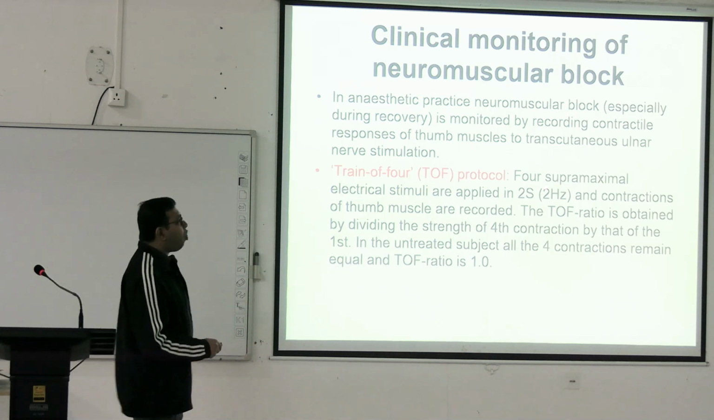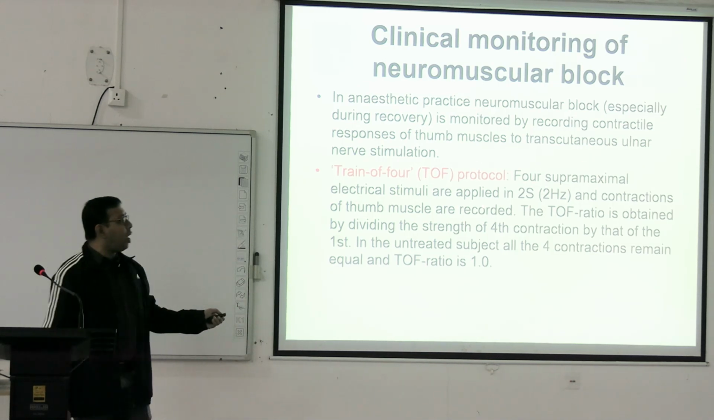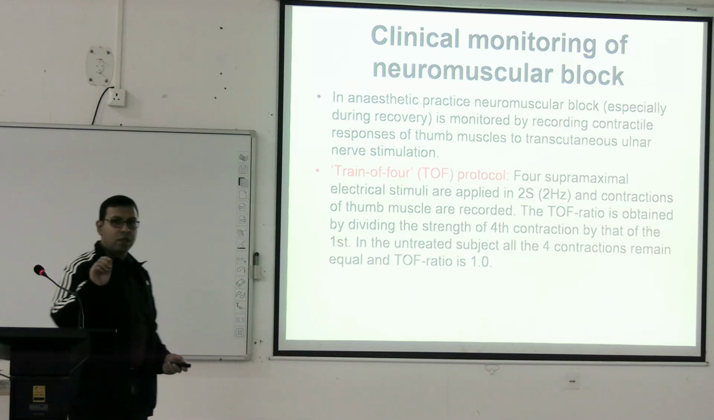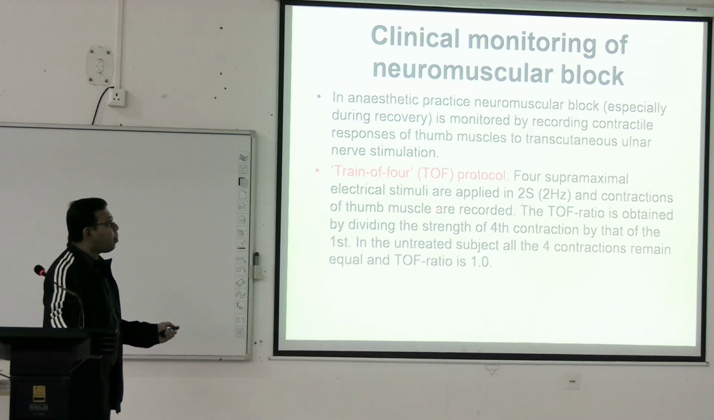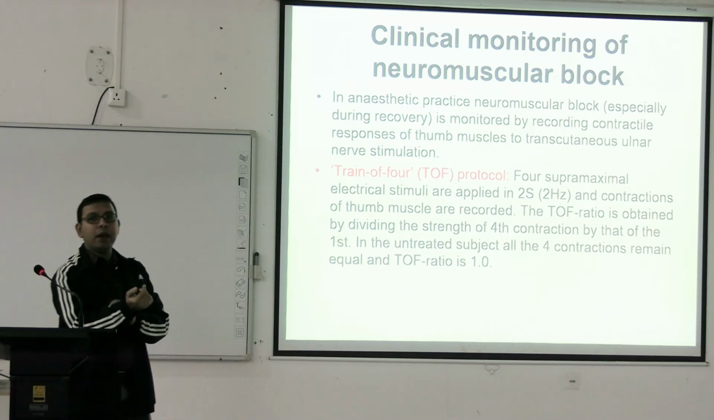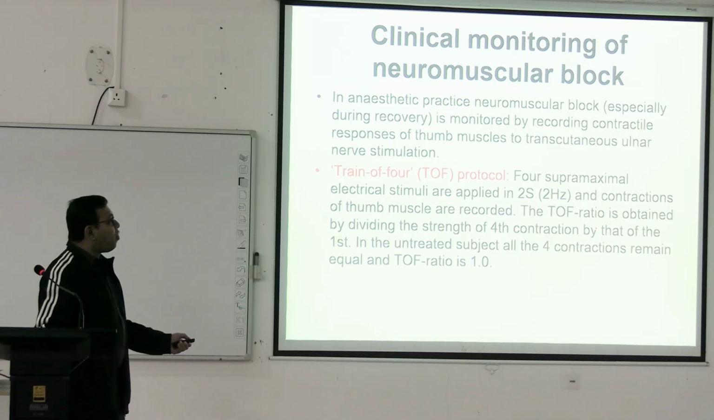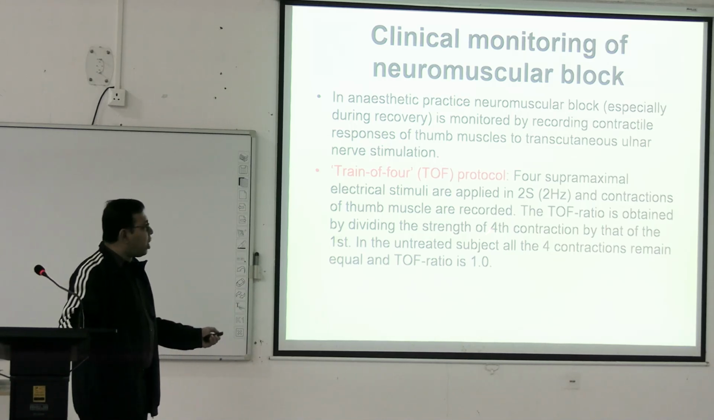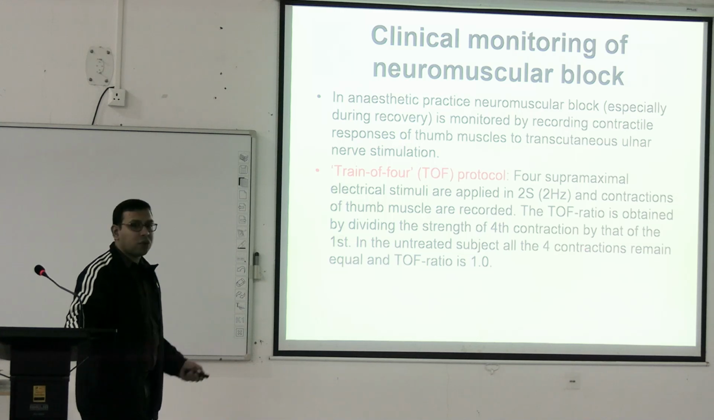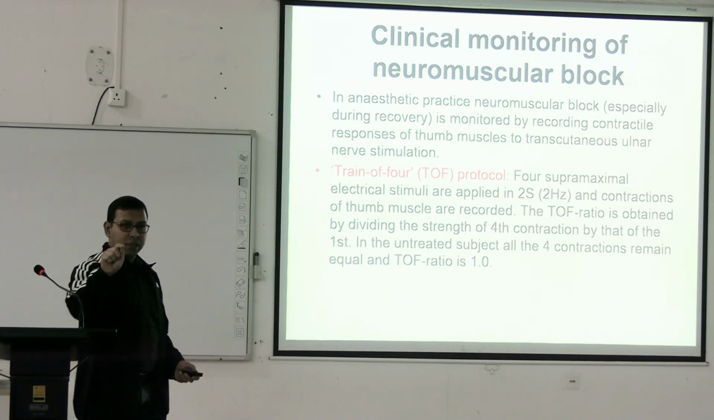Train of 4 means 4 supramaximal electrical stimuli are applied in 2 seconds. This is known as 2 Hz, and it is usually given at the ulnar nerve, and the thumb muscle contractions are seen. The train of 4 ratio is obtained by dividing the strength of the 4th contraction by that of the first contraction. So 4 contractions are given.